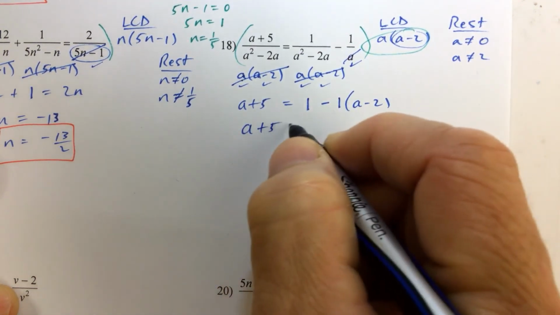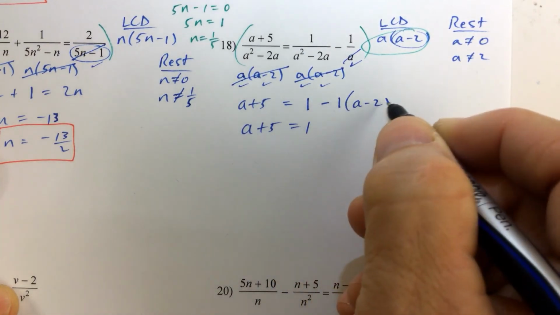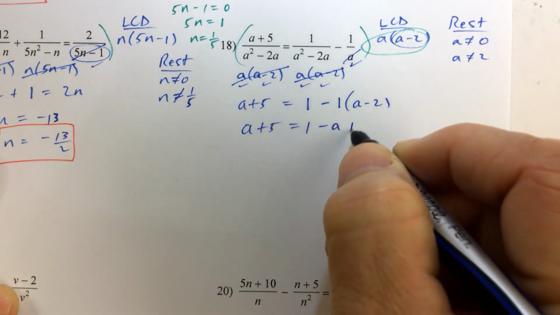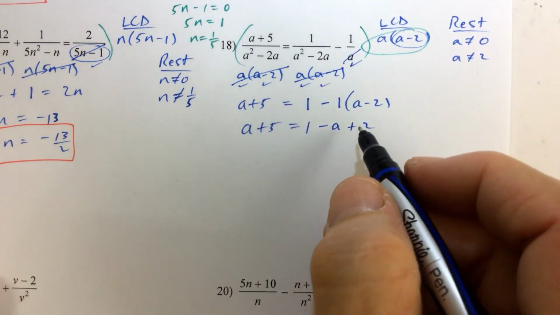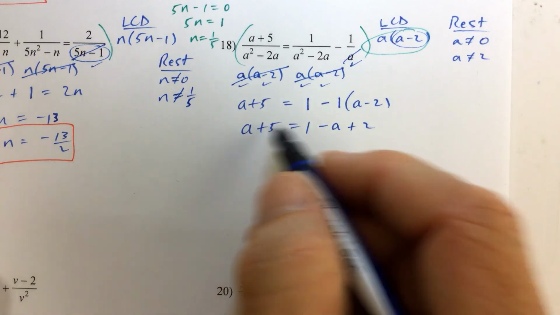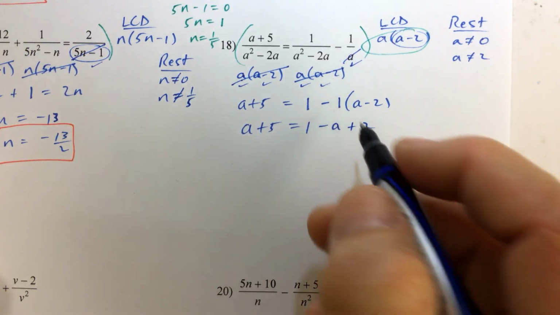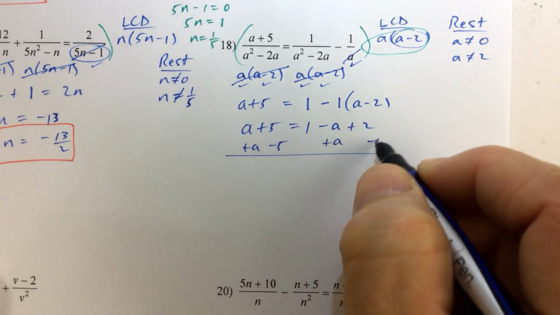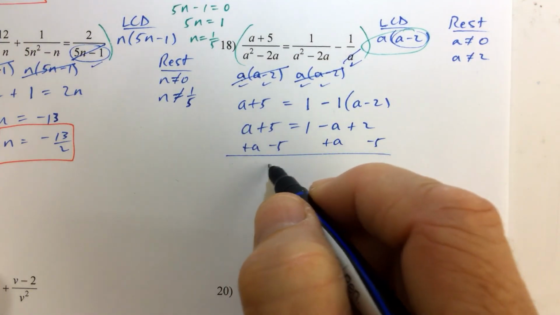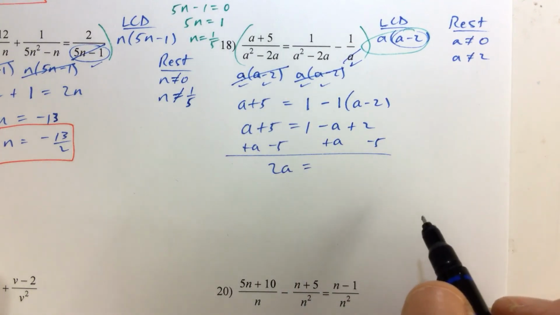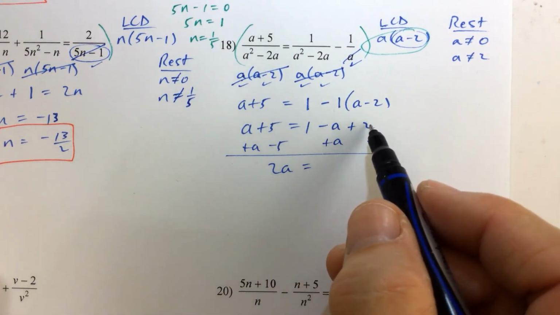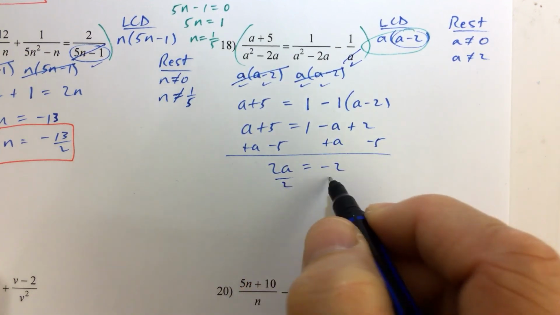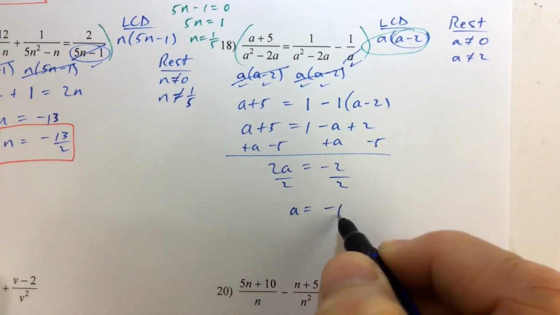And so what we have to do is make sure we distribute the negative 1 to both terms. Negative 1 times a is negative a. Negative 1 times negative 2 is positive 2. And be careful here, because you see an a there and an a there, you think that might be 0. But we're going to add a to both sides. It's not going to add up to be 0. We're going to subtract 5 from both sides. a plus a is 2a. And on the right side, we get 1 plus 2, that's 3. 3 minus 5 is negative 2. And so when we divide both sides by 2, we find that a is equal to negative 1.